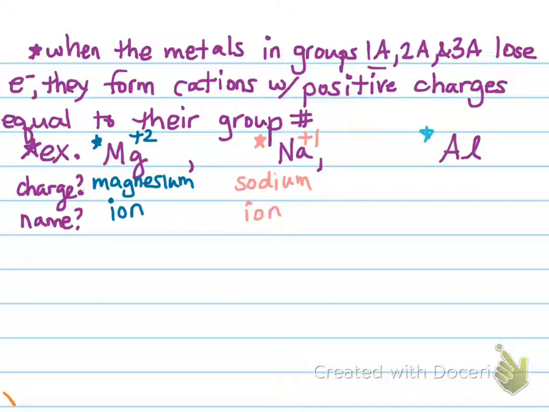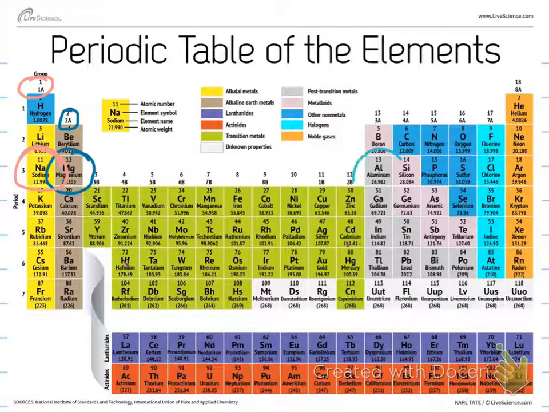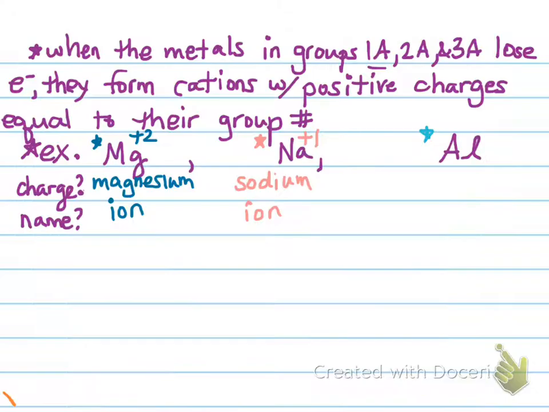So aluminum. Aluminum's right here on my periodic table. It's in group 3A, which means it has 3 valence electrons. So it can lose 3 or gain 5. It's going to lose 3, therefore it has a charge of positive 3. And its name as an ion is aluminum ion. So those were our cations.